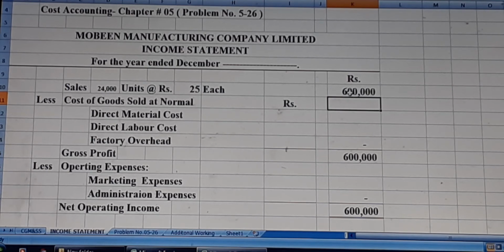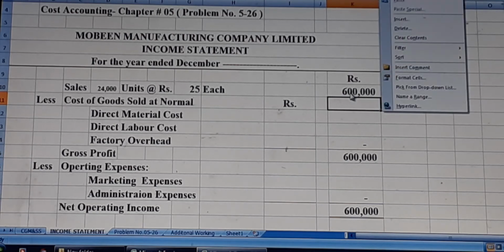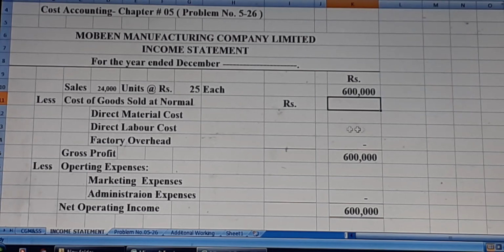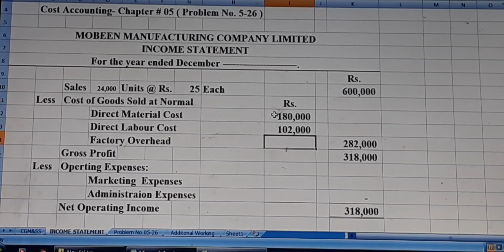Now the direct material cost is given, which is 1,80,000 rupees. Same as direct labor cost, which is 1,02,000 rupees. After that, the factory overhead cost is 78,000 rupees. This is our value as the cost of goods sold, 3,60,000 rupees. Now we deduct this from 6 lakhs. Then we find the gross profit, which is 2,40,000 rupees.